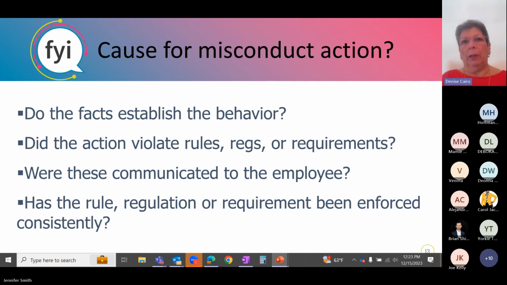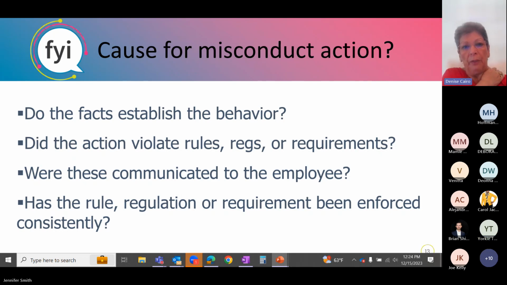And then the employee comes back with, well, Jane Doe, who you really like, takes an hour every day for lunch. Do you say anything to her? And if the supervisor doesn't, then the rule hasn't been enforced consistently, and we don't have cause for taking any action. So it is important, when we want to communicate a misconduct type action to an employee, that we find out whether or not the employee knows and we've communicated with the employee, but also whether or not that rule, regulation, or requirement is enforced consistently.